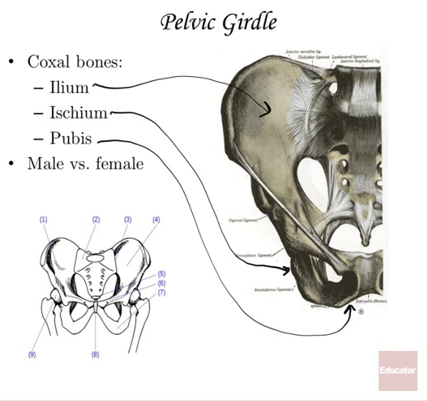The part that is most easy to feel on the pelvis is the iliac crest. So since this is the ilium, and there's a corresponding ilium on the other side, right here is known as the iliac crest.